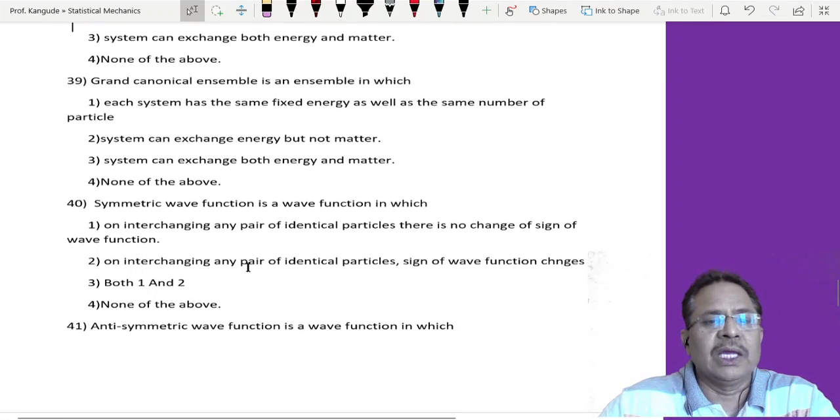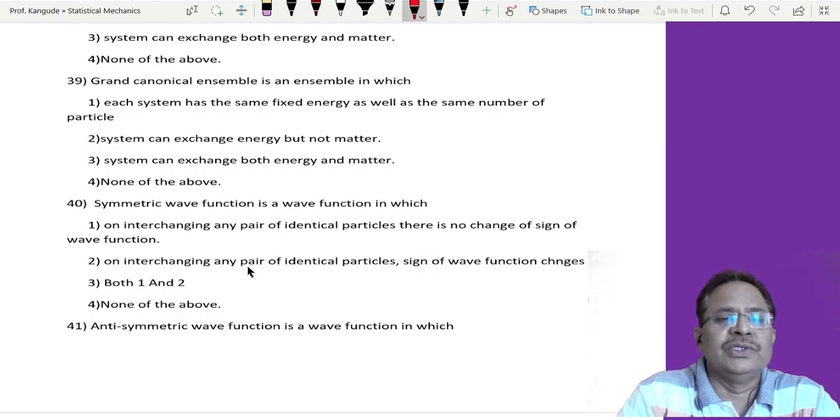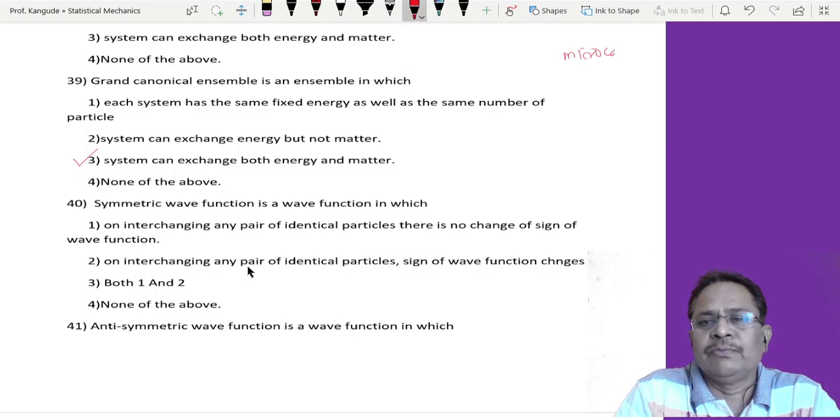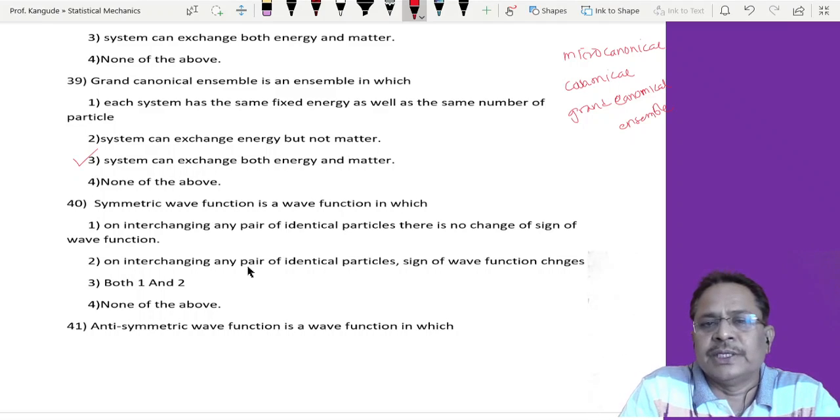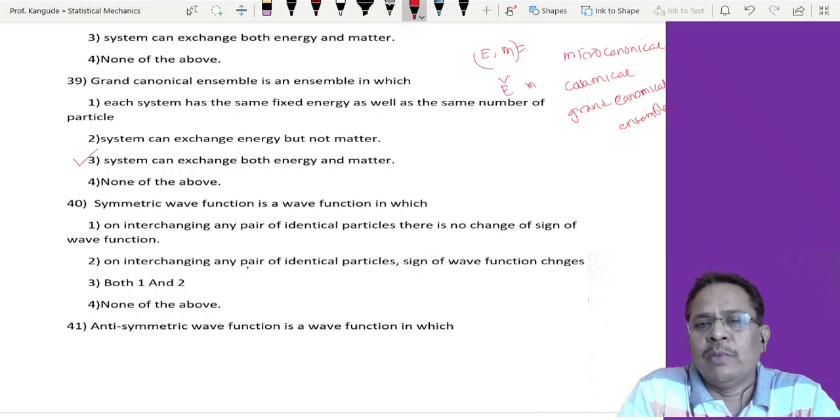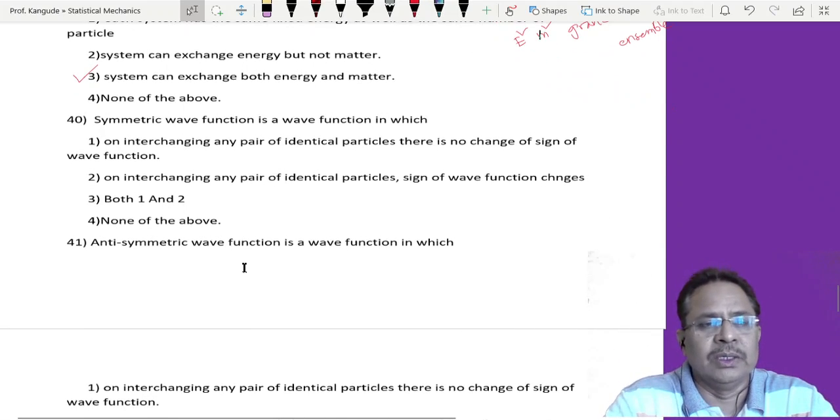Question number 39, grand canonical ensemble is an ensemble in which, as we have already seen, the system can exchange both energy and matter. Therefore option 3 is the correct one for this. So remember, first it is microcanonical, then second is canonical ensemble, and third is the grand canonical ensemble. And here, as we say, in the first case neither energy nor mass is allowed to exchange. In this case energy is allowed to exchange but no mass is allowed to exchange, and in this third case energy as well as mass both are allowed to exchange. So that difference is understood. We can classify the systems or the ensembles on the basis of these three things.